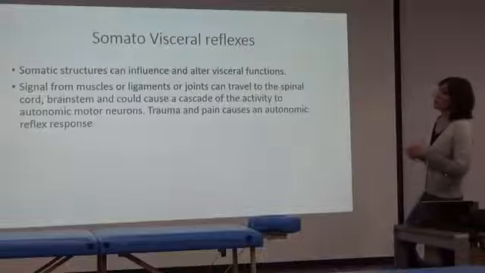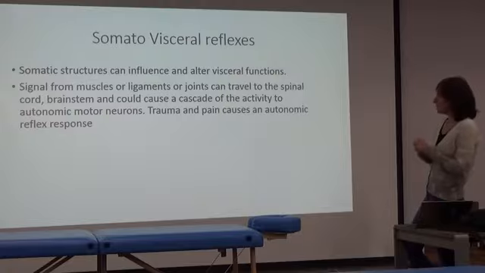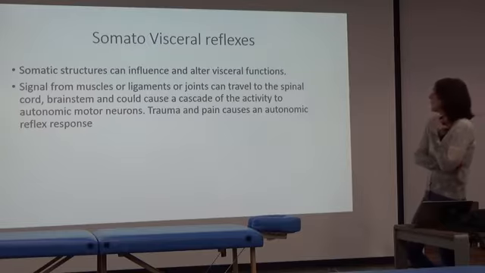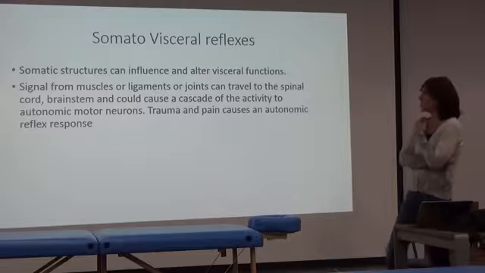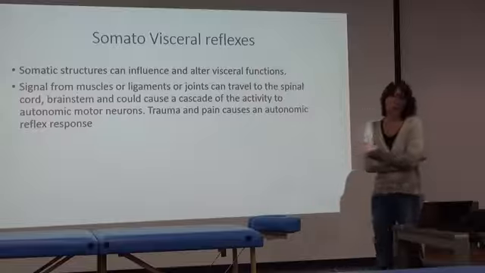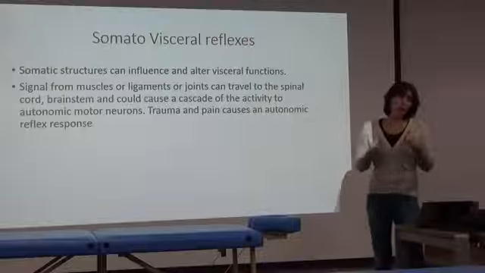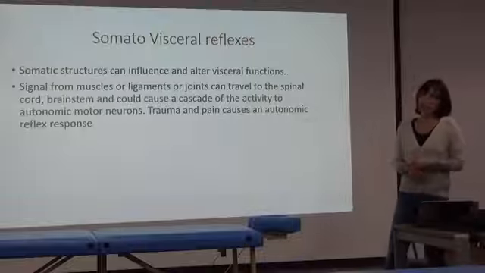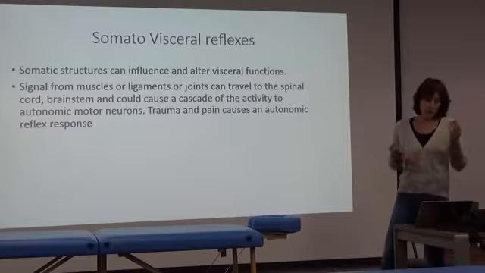Somatovisceral reflexes are when somatic structures, muscle structures, influence and alter visceral functions. So, for example, signals from muscles or ligaments or joints can travel to the spinal cord, brainstem, and could cause a cascade of activity to autonomic motor neurons. Trauma and pain cause an autonomic reflex response. We can have a trauma, then the signal travels to the cortex, then we get really scared, then we have problems with our GIT, spasm, and any kind of problems with the digestive system.